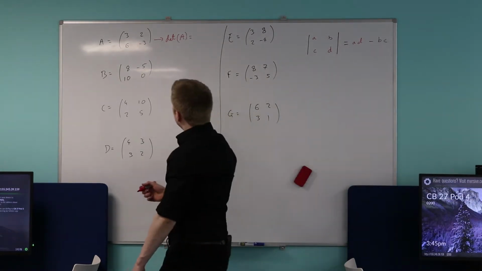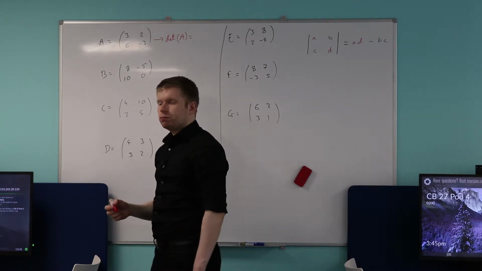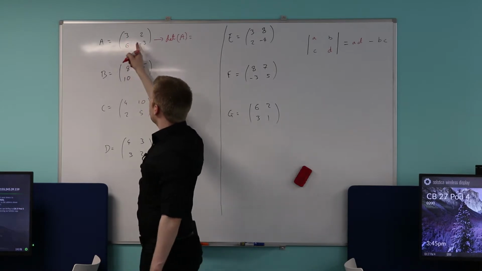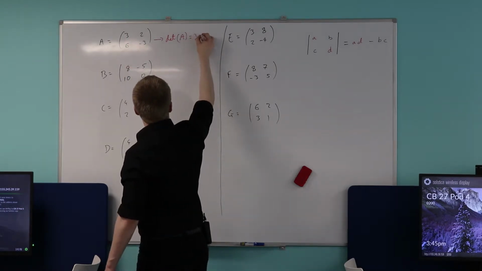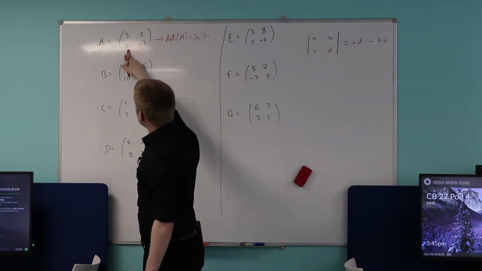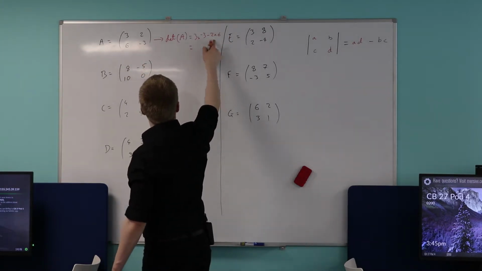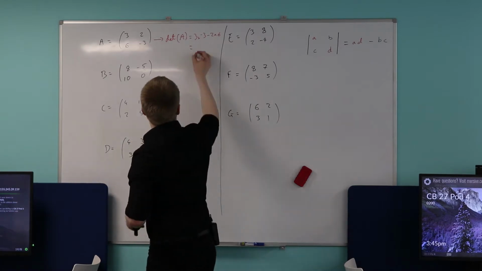Okay, so how would I work this out? What would this be equal to? It's minus 21. Good, because you get 3 times negative 3 minus 2 times 6. All right, so negative 9 minus 12 is negative 21.